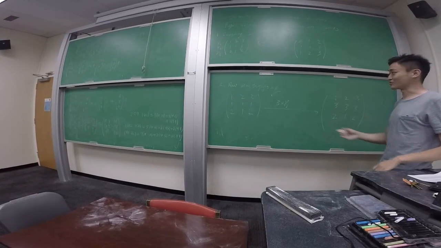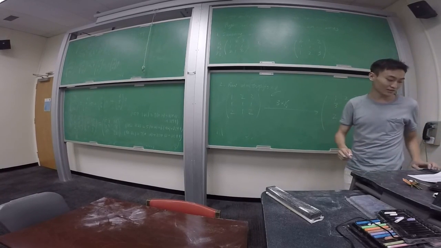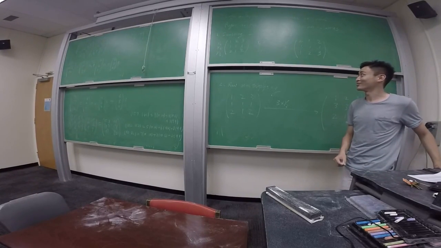The third kind of transformation is called row adding, and we will introduce it next time because we ran out of time.